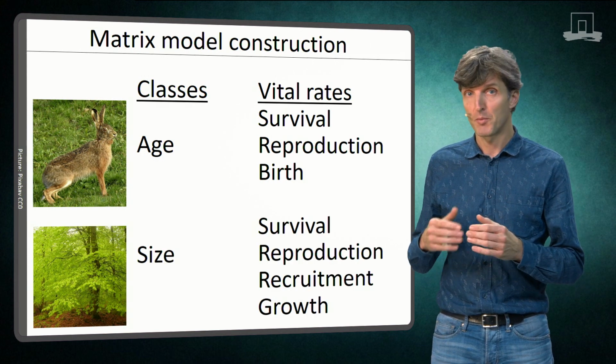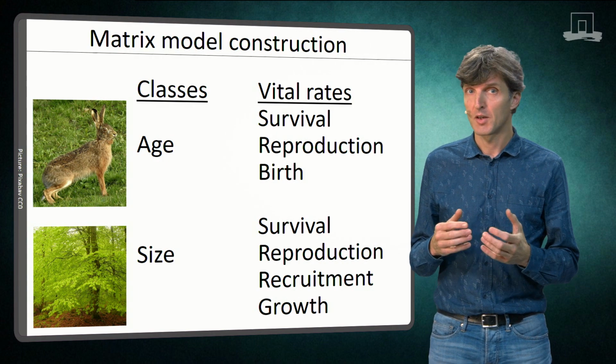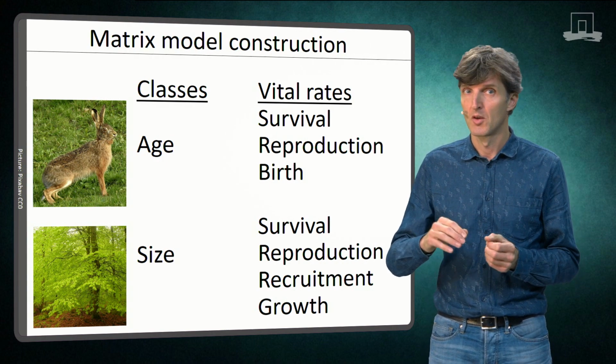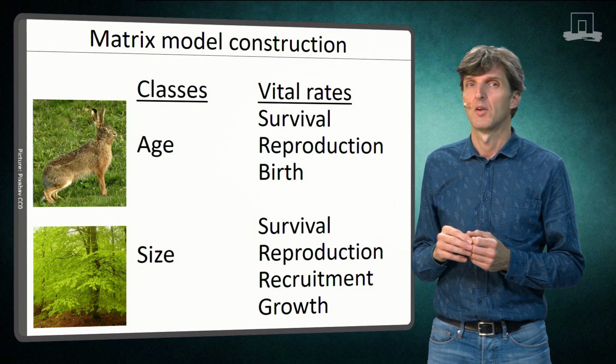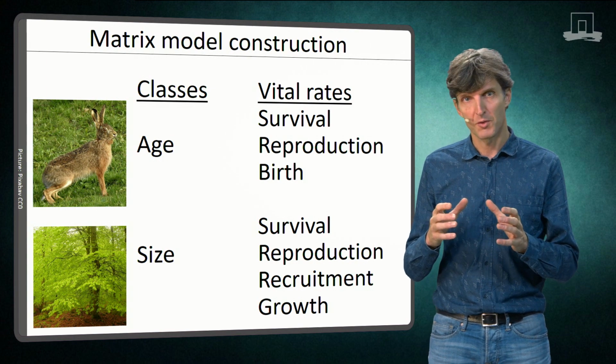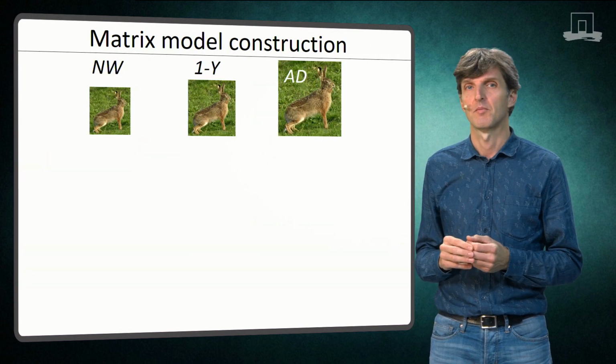In most matrix models for plants, individuals are categorized in size classes. For example, classes of stem diameter for trees or the heights for herbs. Per size class, we need the rates of survival and reproduction, but also the growth rates of individual plants.